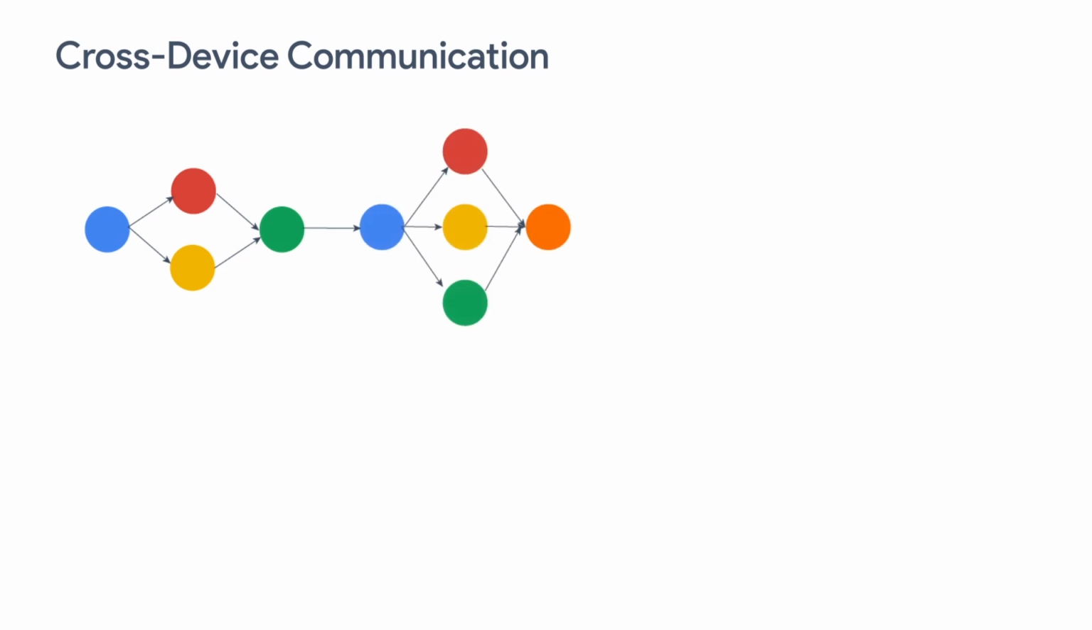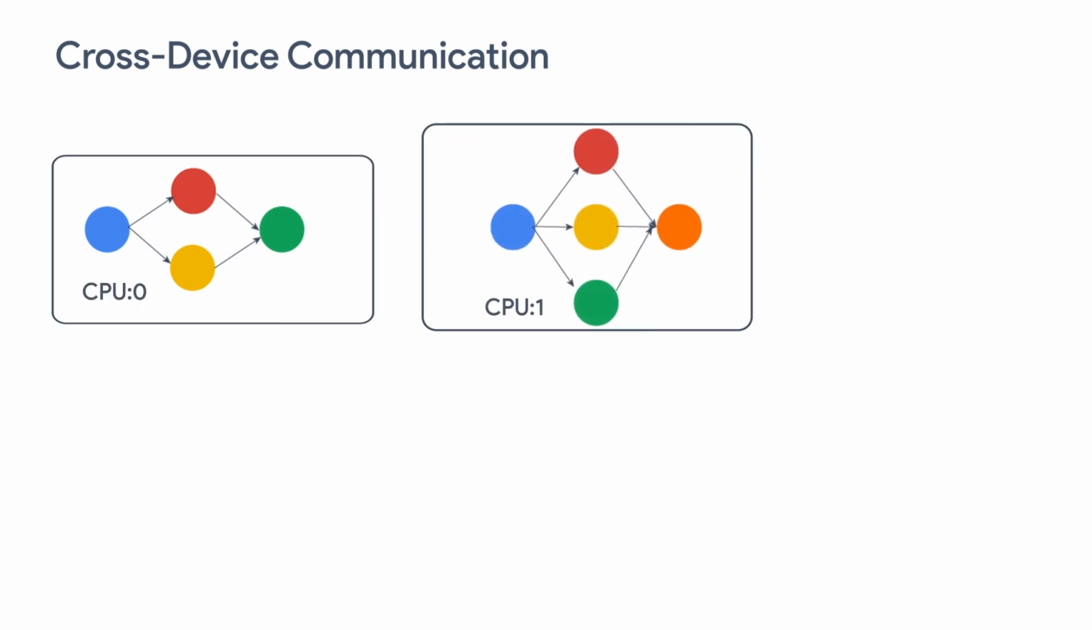Once the node placements are done, the graph is partitioned into a set of subgraphs on different devices. TensorFlow has implemented special nodes for communicating between devices. At runtime, TensorFlow creates send and receive nodes to transfer data across different devices. The implementation of send and receive nodes uses protocols like RDMA and TCP.